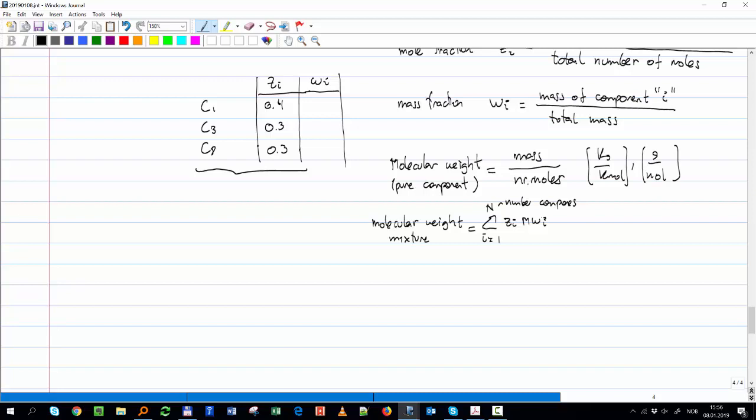So what is the relationship between w_i and x and z_i? Because sometimes you read the specs of a crude and they come in these two units, mole fraction or mass fraction. So what is the conversion between them?